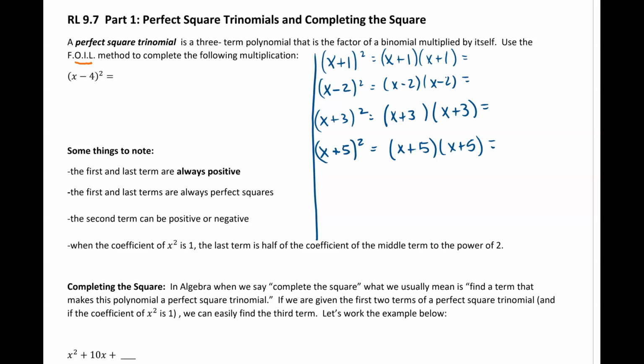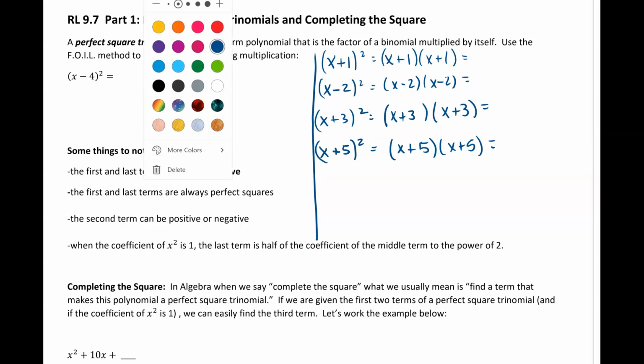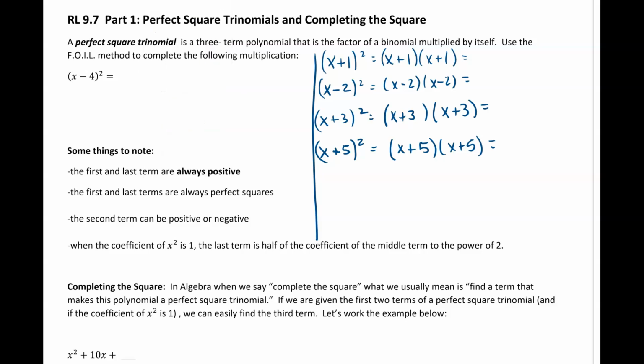Hey guys, welcome back to week 2, module 2. We're going to go over actually an algebra concept to start with. We're going to review perfect square trinomials, and this is all going to come back around to circles.